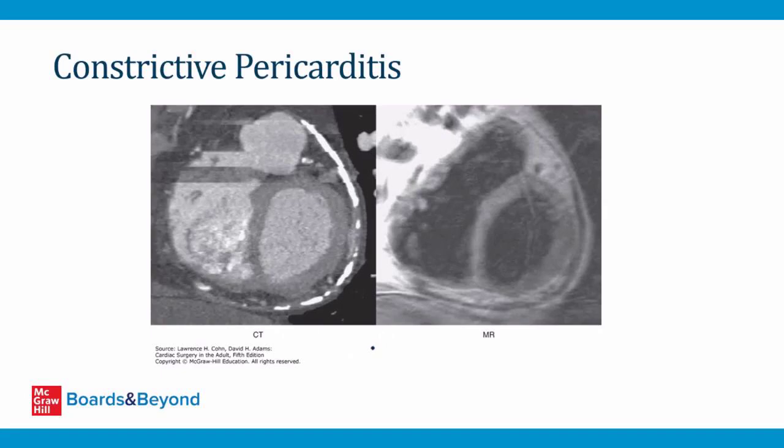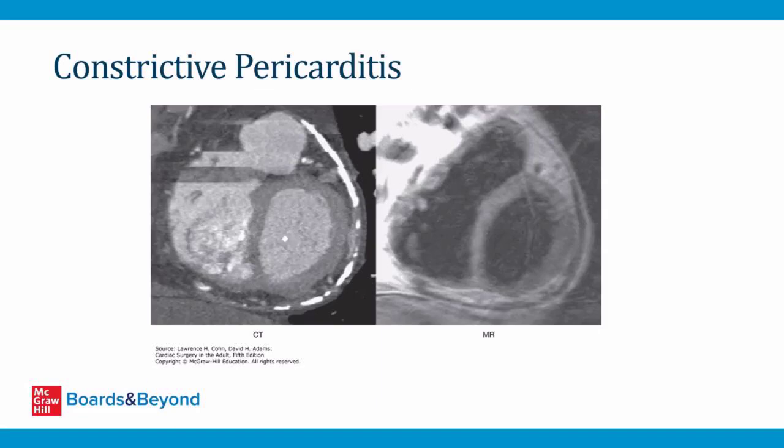All right, so that's a nice segue into constrictive pericarditis, which is the final pericardial disease we're going to talk about in this video. Constrictive pericarditis occurs when there's recurrent or long-standing inflammation in the pericardium, and the pericardium eventually becomes stiff and calcified. At this point, it's like the heart is surrounded by bone, and the chambers can't relax because the pericardium is so stiff and calcified.